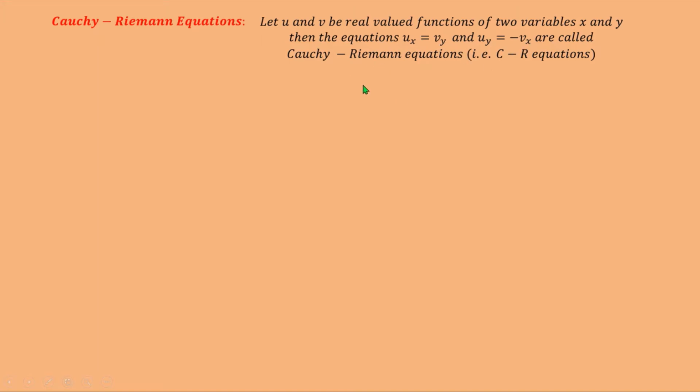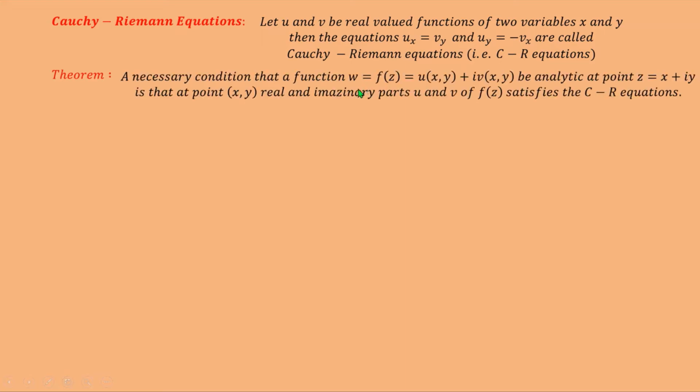Now we have to see a very important theorem. A necessary condition that a function w is equal to f of z is equal to u of xy plus iv of xy be analytic at point z is equal to x plus iy is that at point xy, the real and imaginary parts u and v of the function f of z satisfy CR equations. This is just a necessary condition and not a sufficient condition. That is, the converse of this theorem is not true.